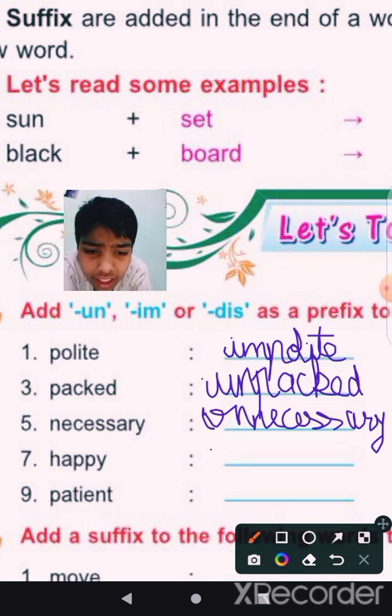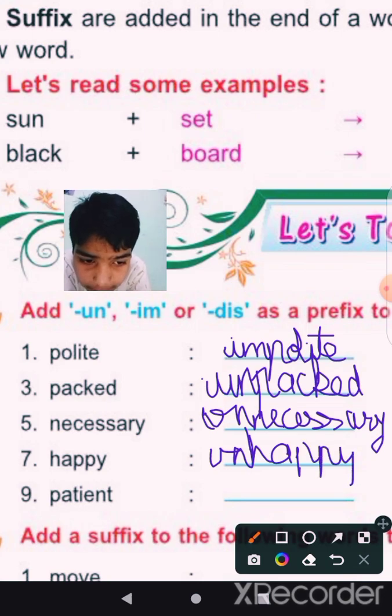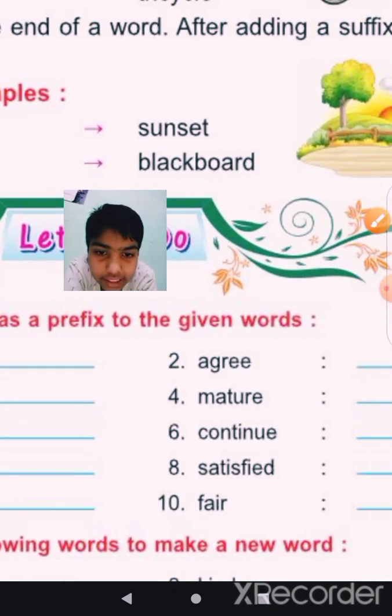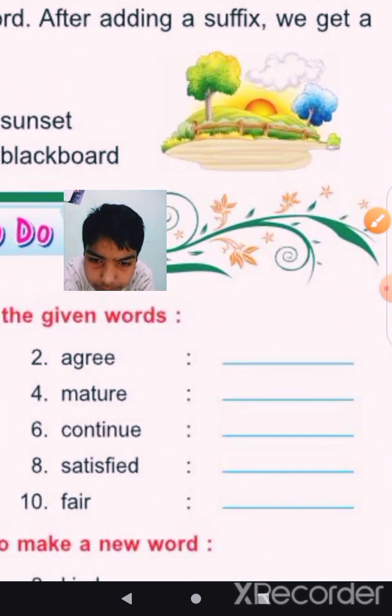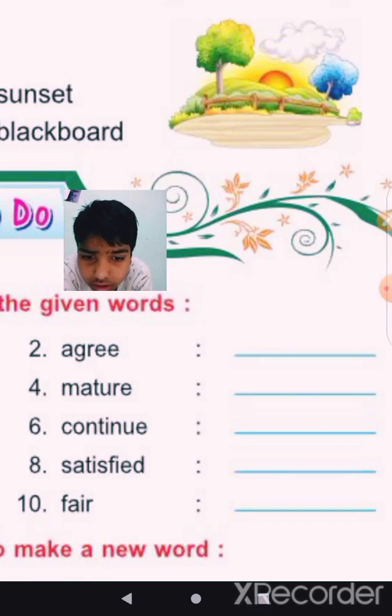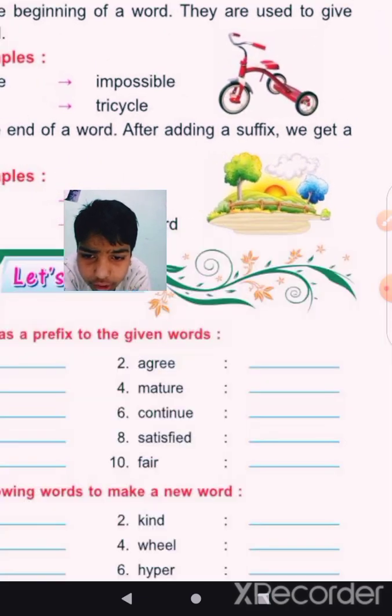Happy, unhappy. We have heard this so many times. Happy, unhappy. Patient, impatient. Patient, be patient. Don't be impatient. Like that. Now here, you can do this, I guess. So here you will do.